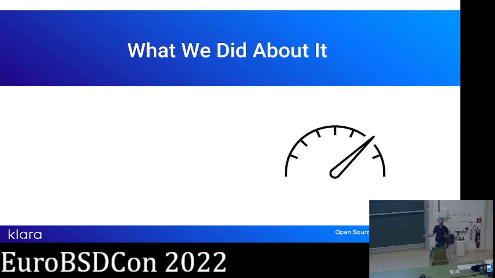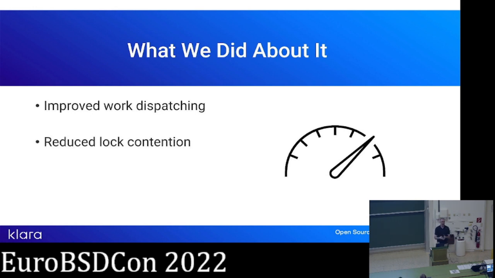So now, looking at what we went and did about it. First, we improved the way the work is dispatched to the disks. Then we looked at reducing the lock contention around that so that we're not spending a bunch of our time just waiting to be able to queue the work. And then we found there were some artificial delays happening in these transactions, and we were like, well, get those out of here.